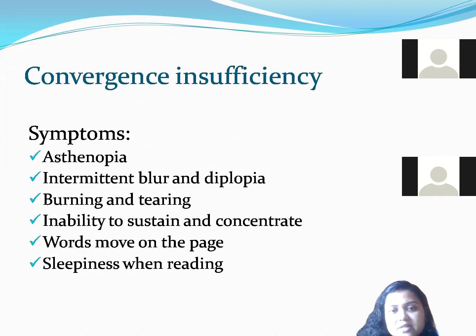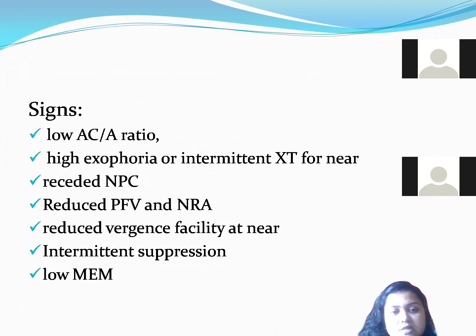For patients with convergence insufficiency or any other binocular vision anomalies, basically vergence anomalies, their fusional vergence reserve is not proper. That is the reason they cannot sustain it for a longer duration. So the patient finds inability to sustain and concentrate. Words will move on the page, get blurred, or might get double. They may get very tired while reading, with sleepiness while reading. Those are the symptoms the patient will tell you in convergence insufficiency. Now, coming to the signs.